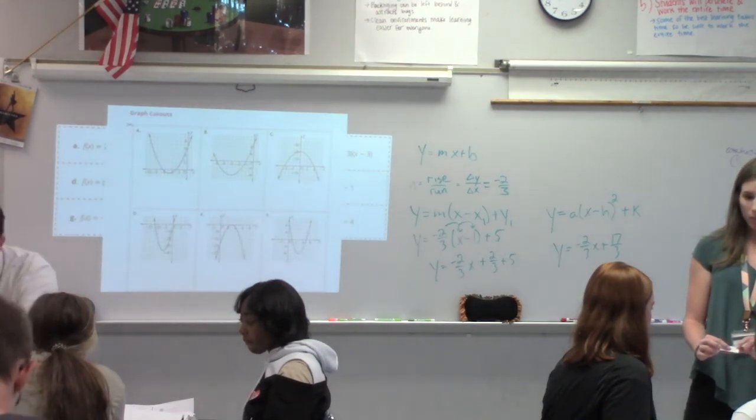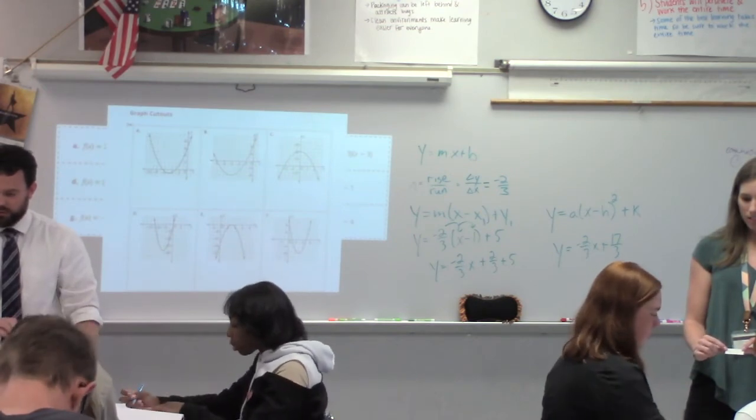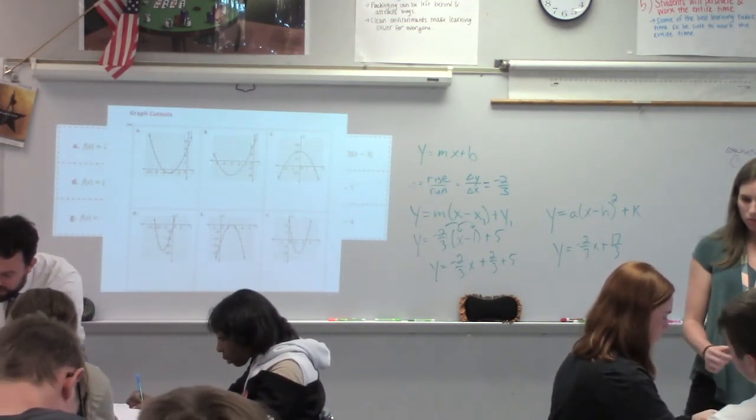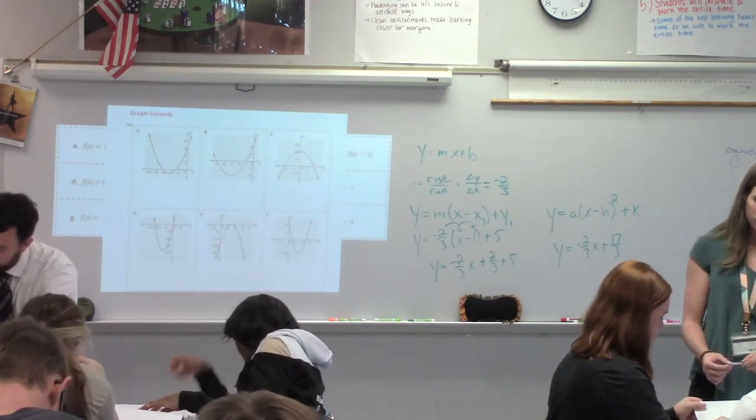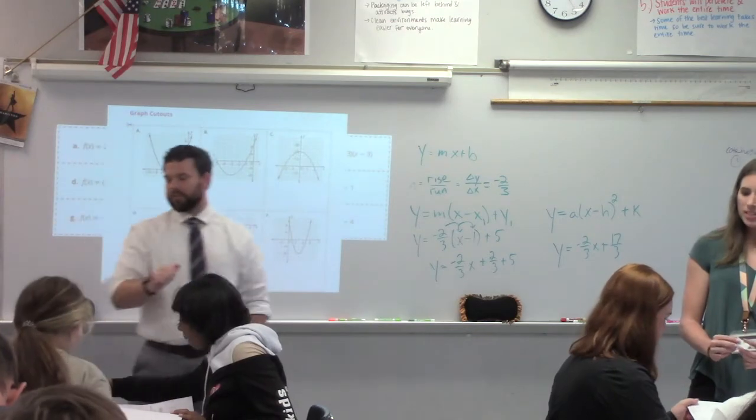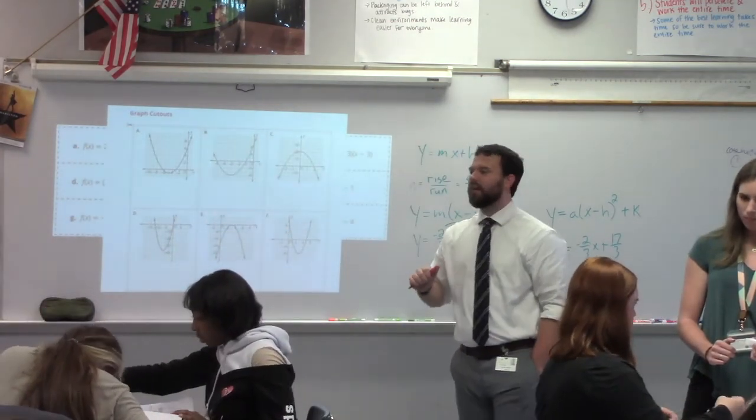So I need to find a vertex that's negative 4, negative 2. Why don't you look at H? Look at graph H. What's the vertex from graph H?